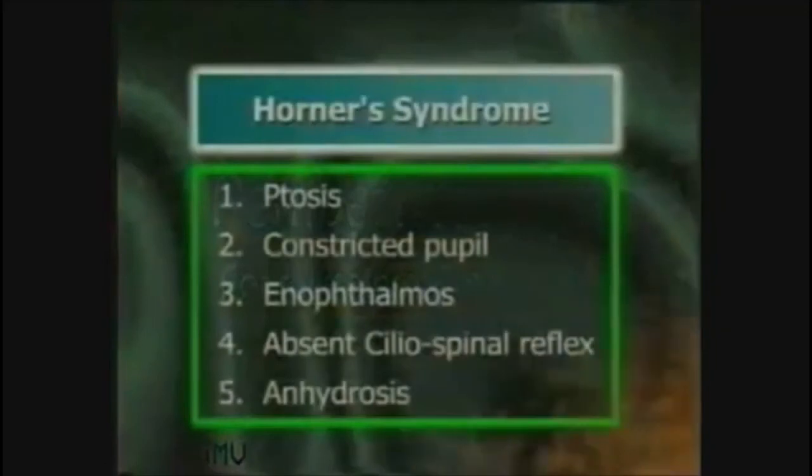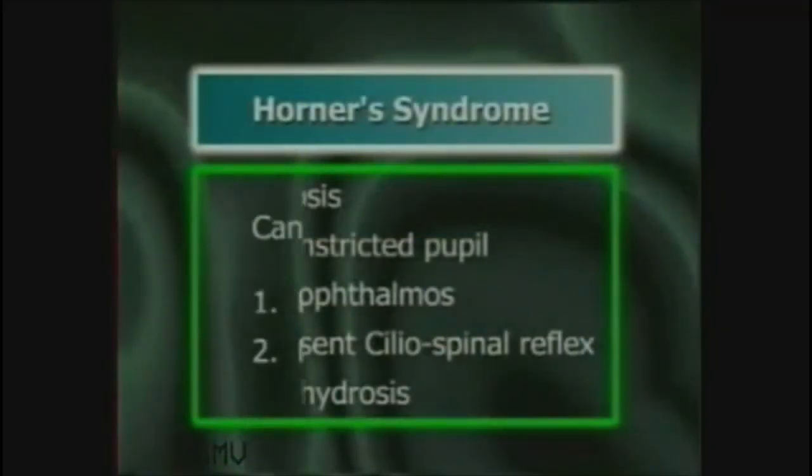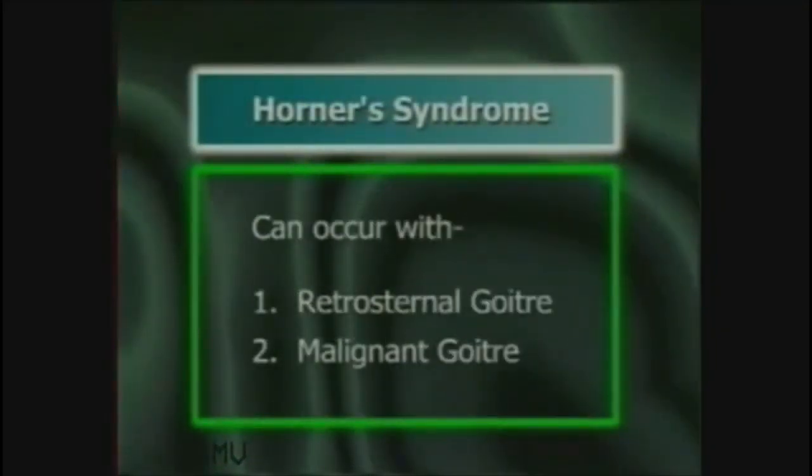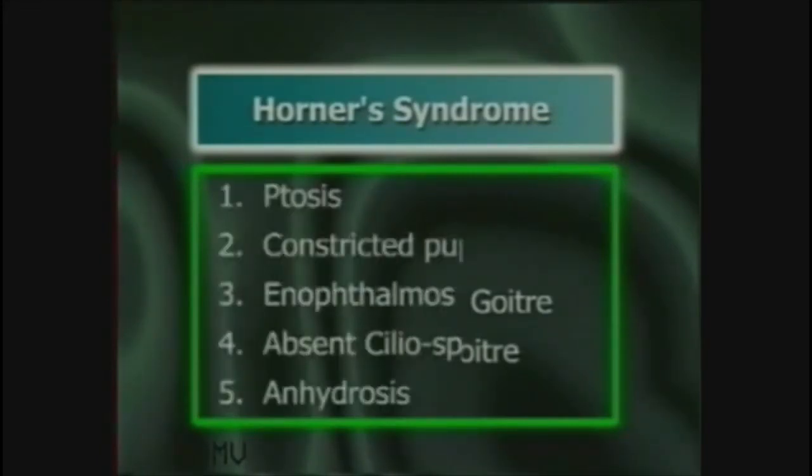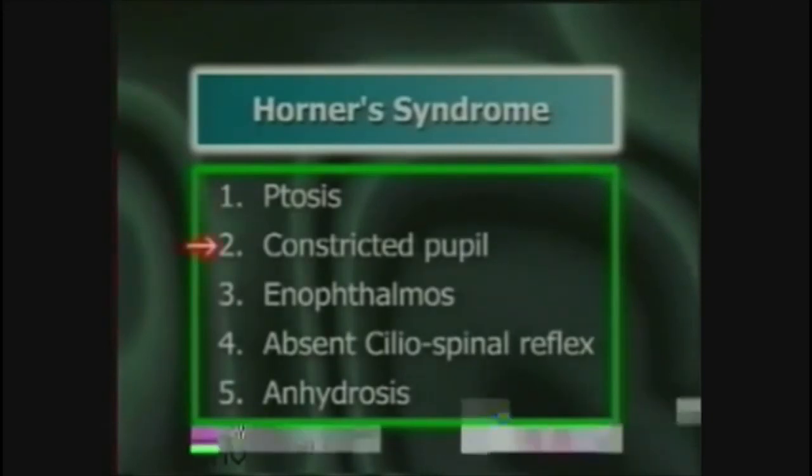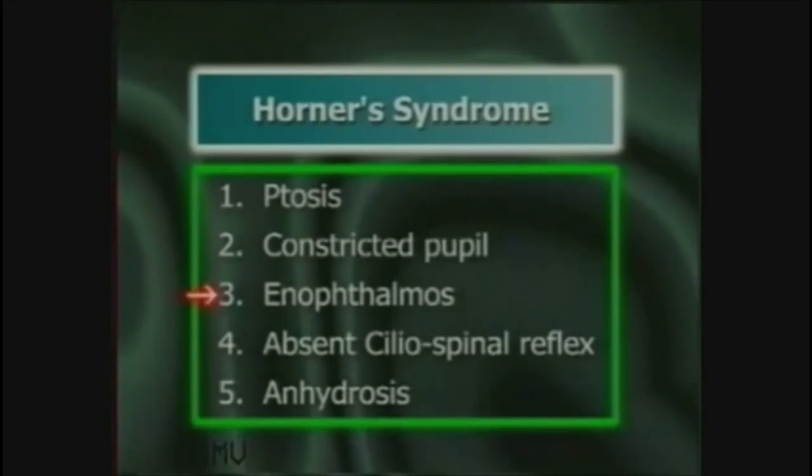Lastly, look for Horner's syndrome, which can occur in a retrosternal goiter or in a malignant goiter affecting the cervical sympathetic nerve. The features of Horner's syndrome are ptosis with constricted pupil and enophthalmos in the eye of the affected side. The ciliospinal reflex is lost and there is anhidrosis or loss of sweating on the affected side of the face.